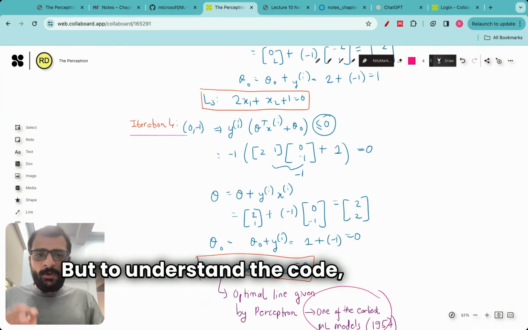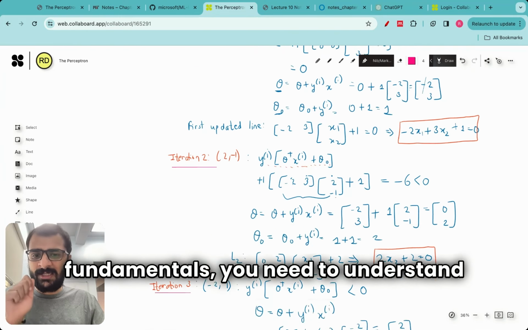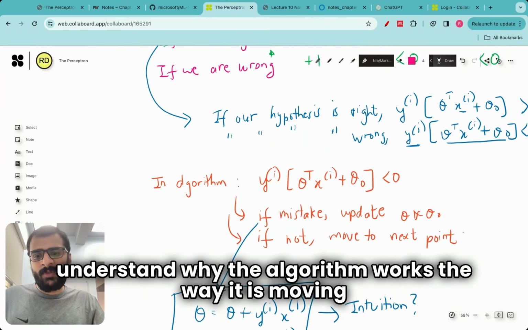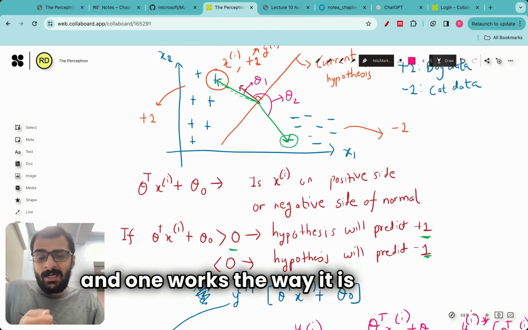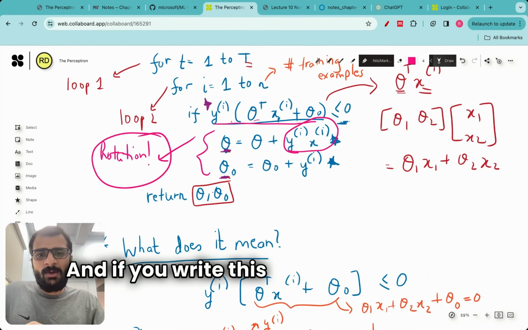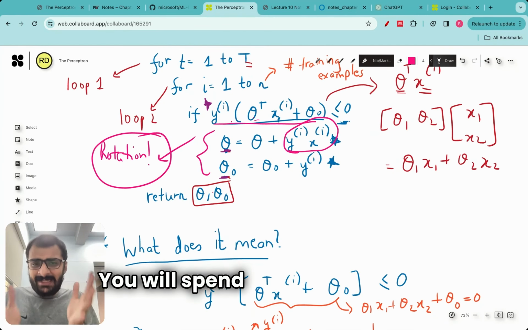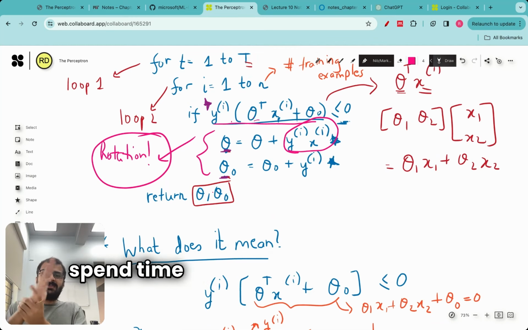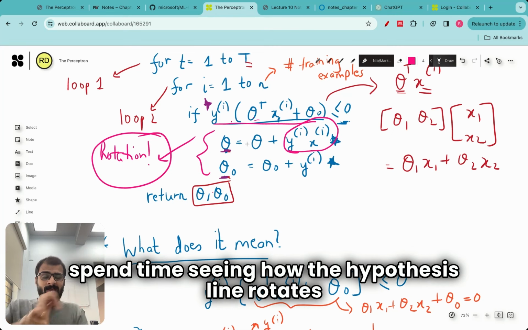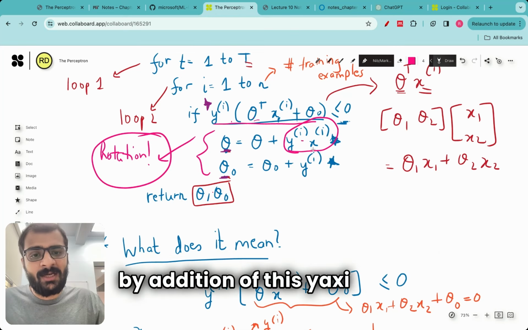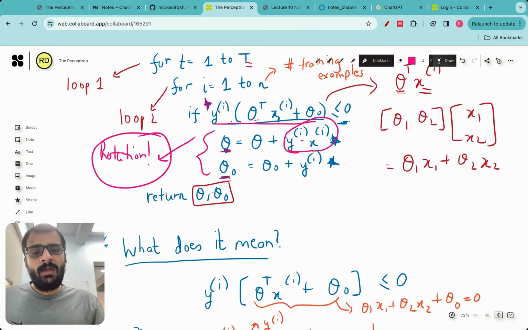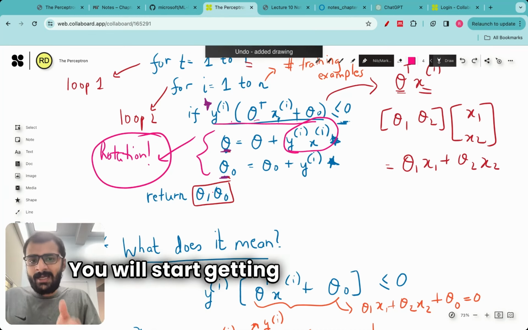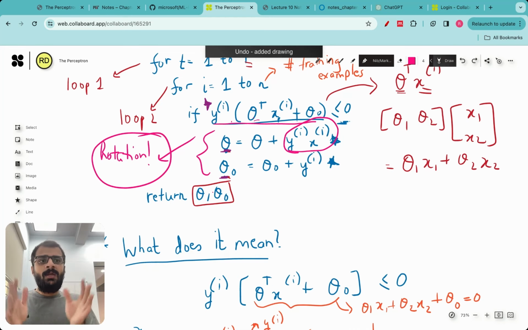To understand the code, you need to understand the fundamentals, you need to understand the theory, you need to understand why the algorithm works the way it is working. And if you write this down on your own, you will spend some time with it. Spend time constructing an example of your own, spend time seeing how the hypothesis line rotates by addition of this yi term. And once you spend time like that, you will start getting comfortable with the subject.